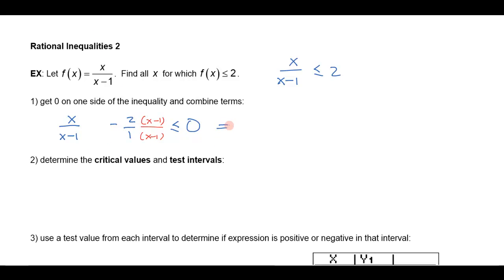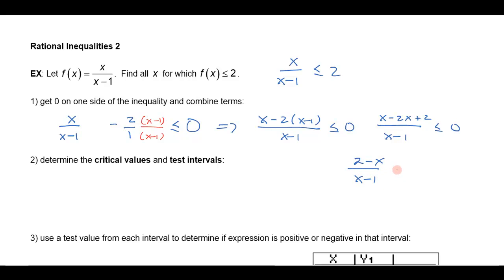So notice that this is the same thing as x minus 2 times x minus 1 all over x minus 1. And let's go ahead and simplify that. And what's that give me? x minus 2x plus 2 over x minus 1. And so let's see, I'm going to get a 1x minus 2x, that's a negative x. So let's just write this as 2 minus x over x minus 1 less than or equal to 0. So that's the first step, is I need to get everything on one side and 0 on the other side and combine my terms, getting a common denominator if necessary.